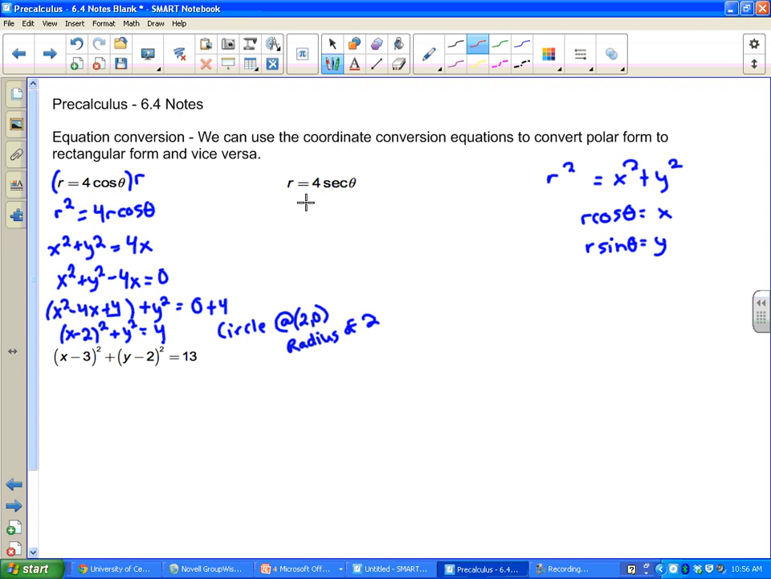On this second one, r equals 4 secant theta, I would divide both sides by secant, because it'd be great if I had an r over here, and I might be able to change it somehow to cosine, but let's see what happens. Let's divide by secant on both sides.